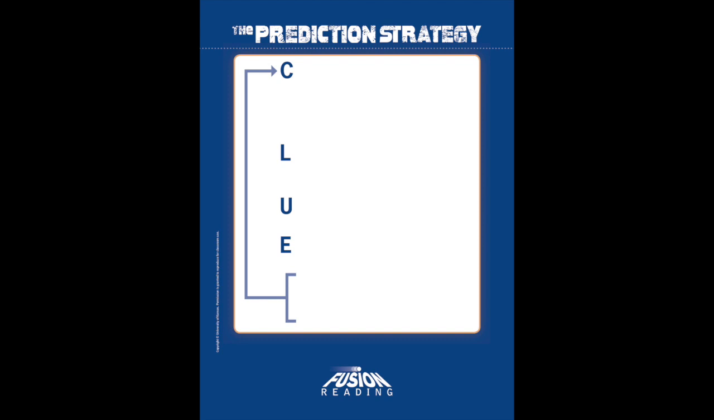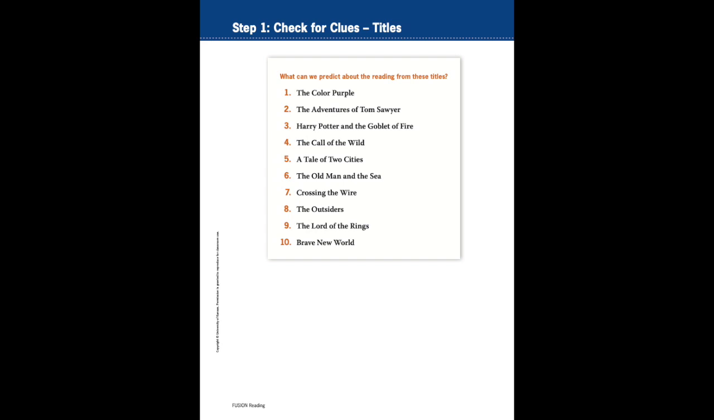Okay, so what do these letters stand for? Well, the C stands for check for clues. And when you're completing step 1, and you're checking, what you're doing is you are observing and perhaps taking mental notes. You might even decide to physically take notes of the following items. First is the title. You should be asking yourself, what can I predict about the reading from this title?